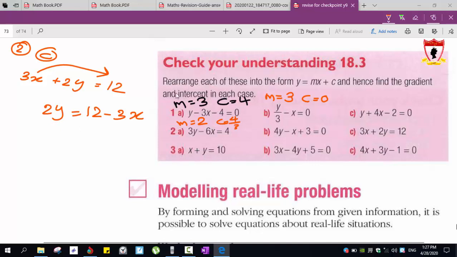But before we do that, let's organize this to look like the standard form. Negative 3x plus 12, because the 12 is positive and the 3x is negative. On the side, 2y. Then divide everything by 2. y equals negative 3 over 2 x plus 12 divided by 2, which is 6. So for question 2c, the gradient is negative 3 over 2 and the y-intercept is 6.